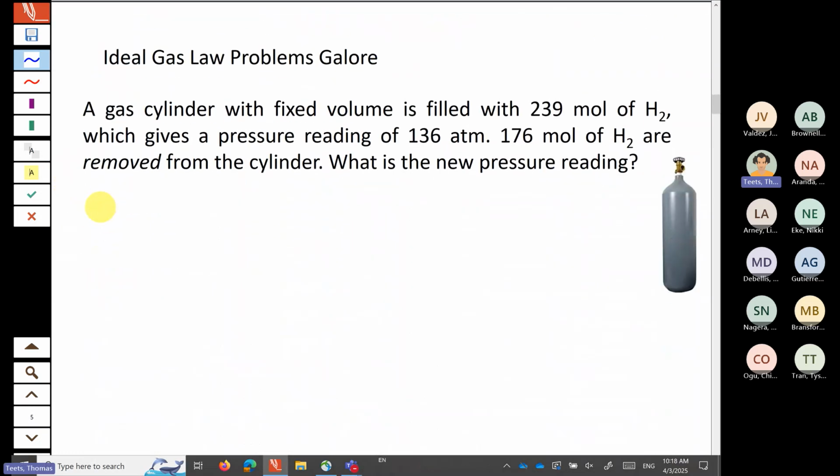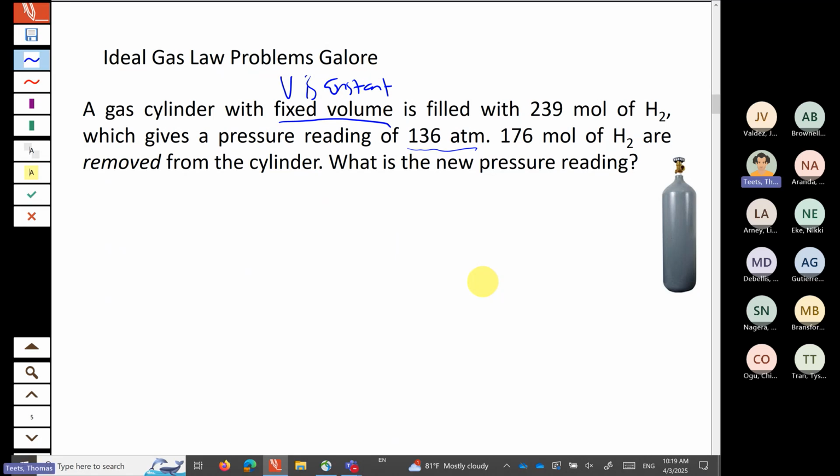All right, so this one here is just another example. We have a gas cylinder with fixed volume, which means volume is constant. In problems like this, if we have something that's constant, it'll typically drop out for us. It has 239 moles of hydrogen and a pressure of 136 atmospheres. 176 moles of hydrogen are removed from the cylinder. What is the new pressure reading?